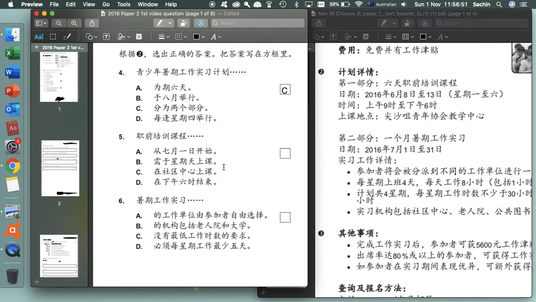B, it's something about attending on Sunday. And if we see here, well, Sunday is not included. It's only from Monday to Saturday. So B is incorrect. C, it's at the community center you attend this course. And that is close, but no, it's not at the community center. It's at this education institution center. So C is incorrect. So D has to be the correct one. It ends at 6 in the afternoon.